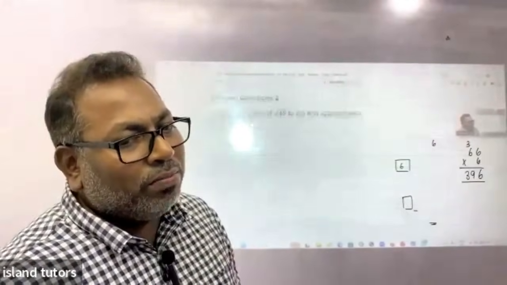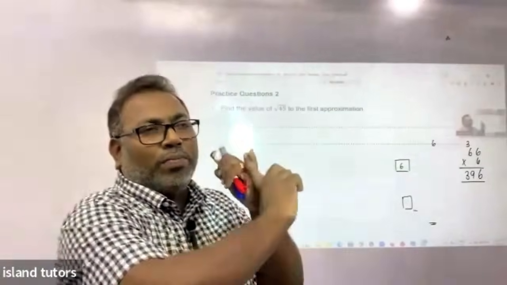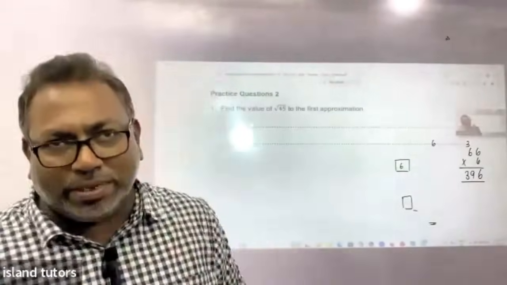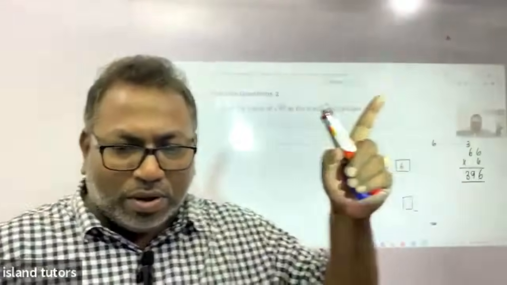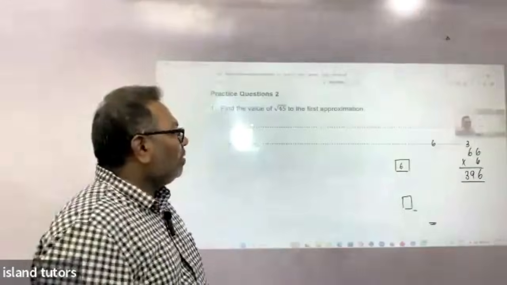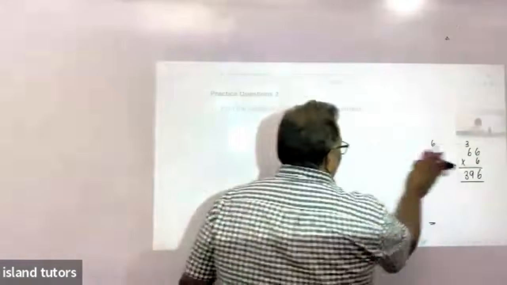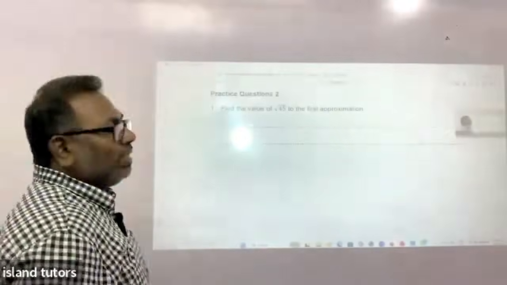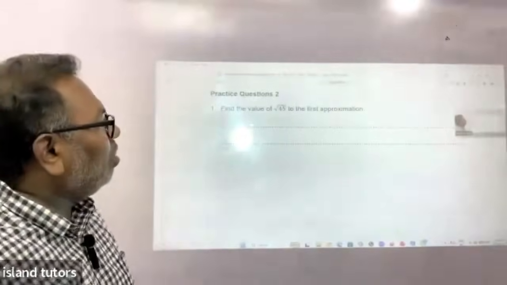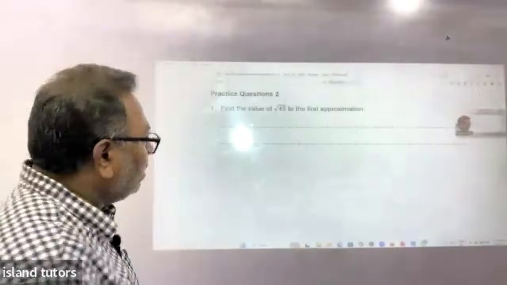Let's start with the practice question. So we did approximation and the division method, and we did the product of prime factors in that previous question also. Let's do this. Question number 2, practice questions 2. Find the value of square root of 45 to the first approximation.